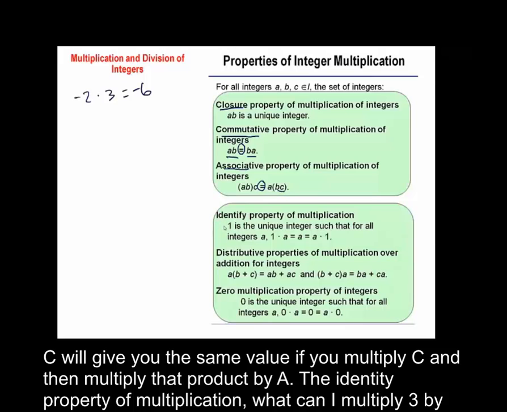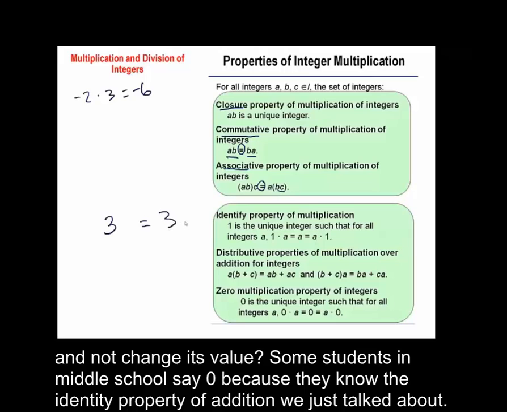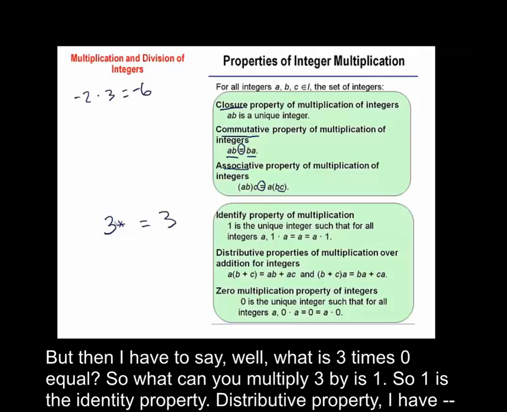The identity property of multiplication. What can I multiply 3 by and not change its value? Some students in middle school say 0 because they know the identity property of addition we just talked about. But then I have to say, well, what does 3 times 0 equal? So what can you multiply 3 by is 1. So 1 is the identity property.